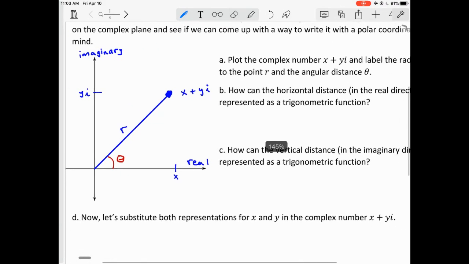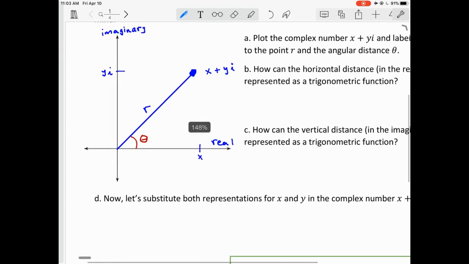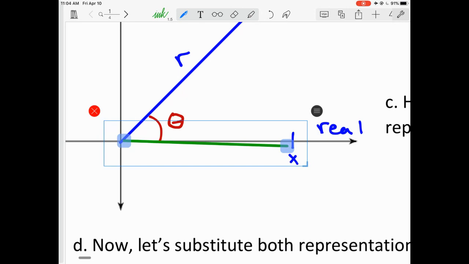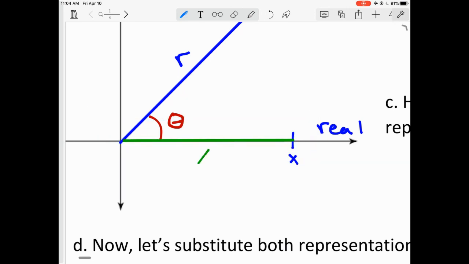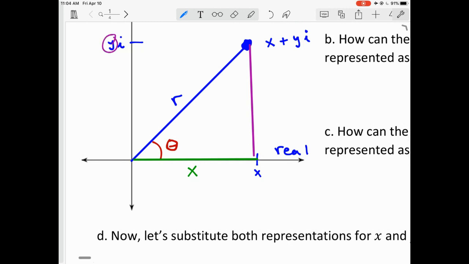So we want to figure out now, how can the horizontal distance, that is in the real direction, be represented as a trigonometric function? We're going to try to get this in terms of our radial measure, r. Well, that horizontal distance is just this right here. It's x. Well, we can form a right triangle out of this as we have. I didn't draw that perfectly, but there's our vertical distance. We go up y units. Yes, it's in the imaginary direction, but its length is y, the real number. So we have a right triangle again.